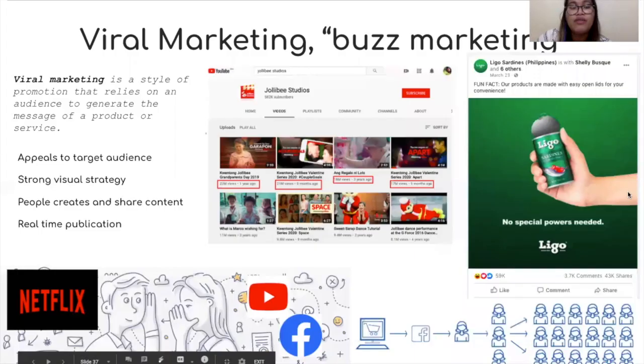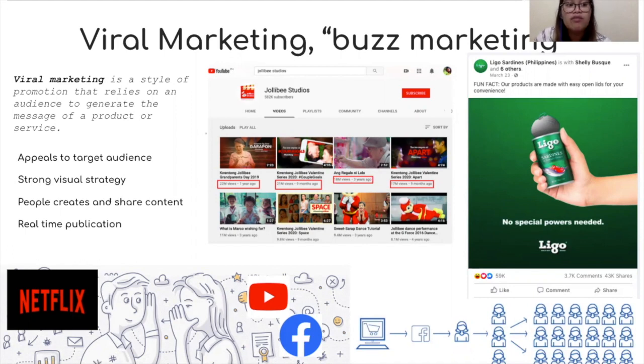So let's go to viral marketing, commonly called buzz marketing, whereby it's word-of-mouth communication to generate interest and excitement in the company's products or services. Simply, viral marketing is a style of promotion that relies on the audience to generate messages about a product or service. The benefit is that this kind of marketing tool appeals to the targeted audience. It has a bigger market reach.